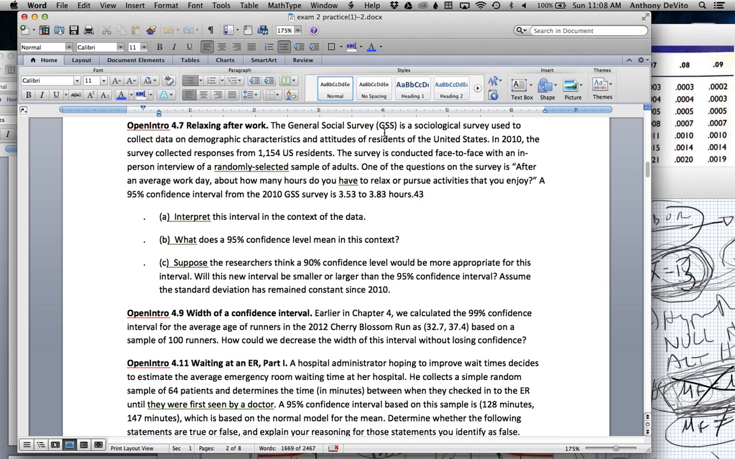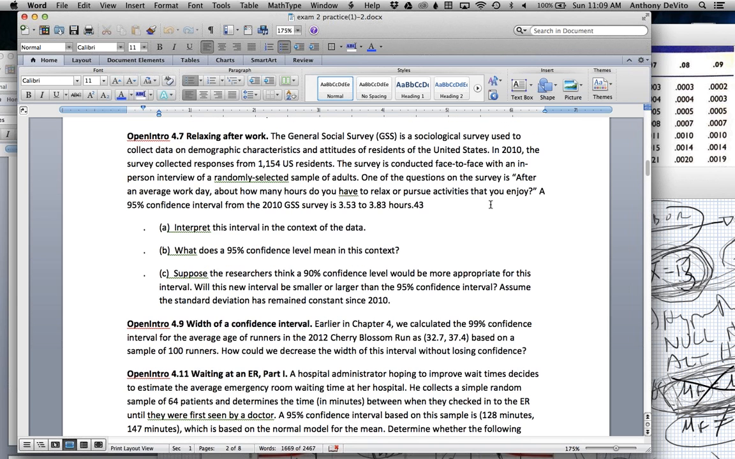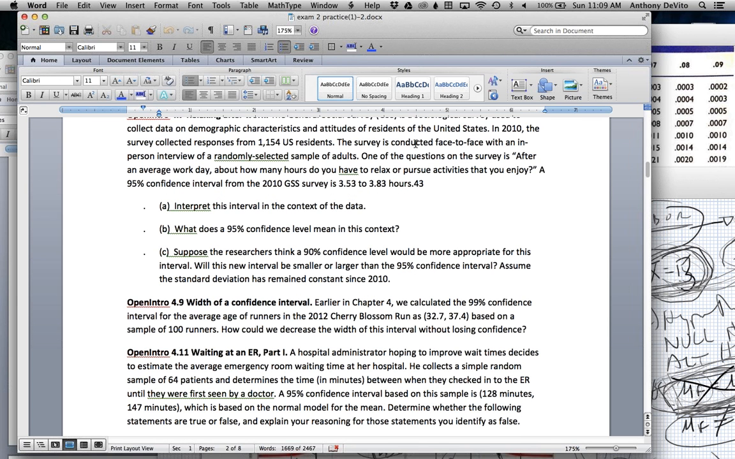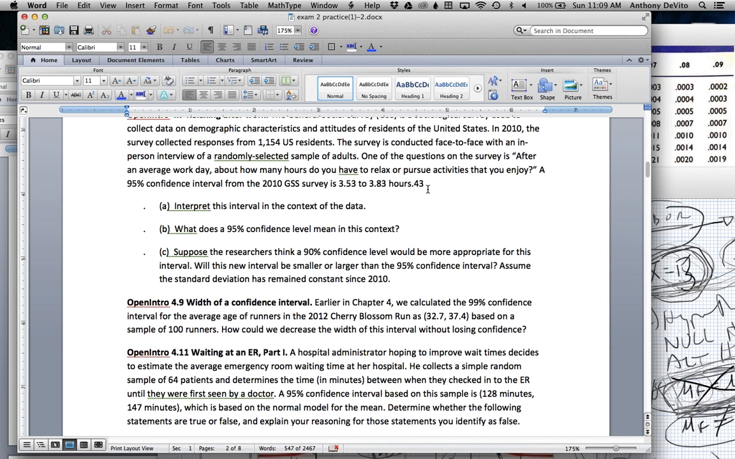Okay, let's take a quick look at this. The General Social Survey, GSS, both the survey and demographics. The survey conducts in-person interviews with randomly selected adults. They sampled 1,154 adults. After the average workday, they asked them how many hours they have to relax or pursue activities that they enjoy. For New Yorkers, that's like none, right? That's maybe 3 hours for New Yorkers.